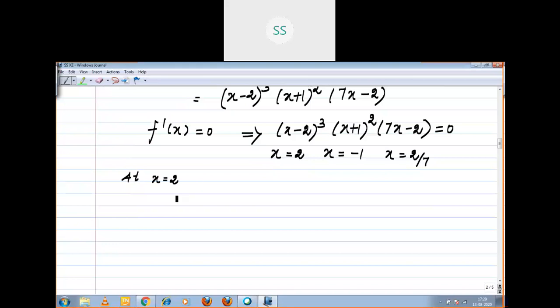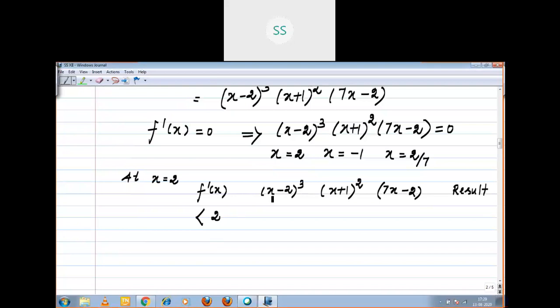here we are going to assume, you see, f dash of x, here you write (x minus 2) cubed (x plus 1) squared (7x minus 2), then the result. x you are going to assume first less than 2. The first order derivative you are going to assume as x value less than 2. Less than 2 means what are the things you can take?